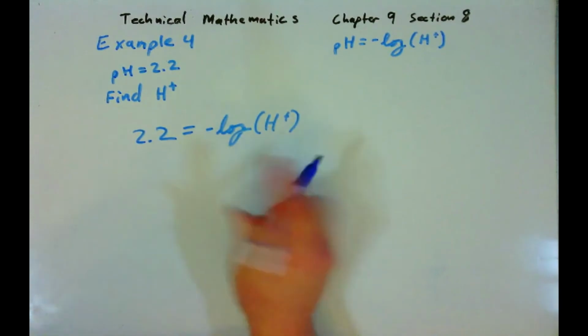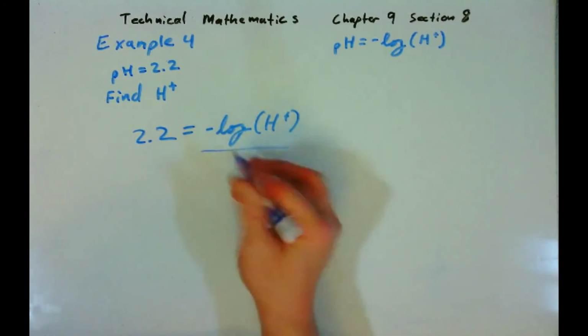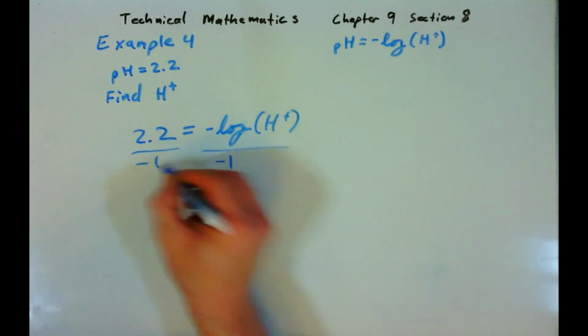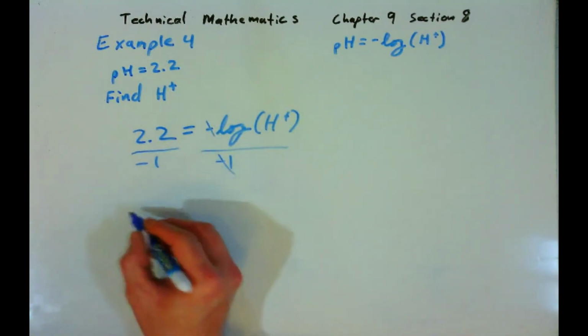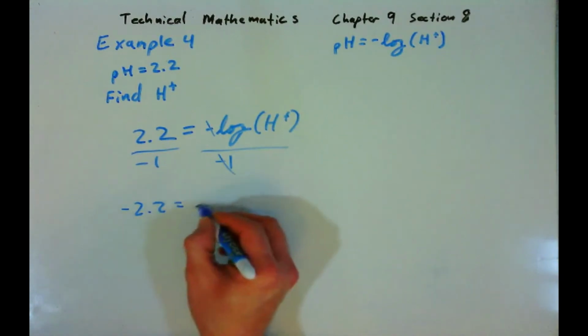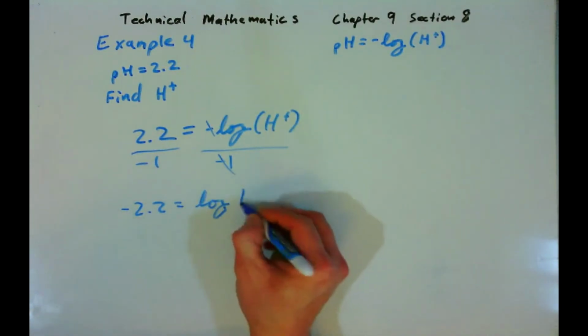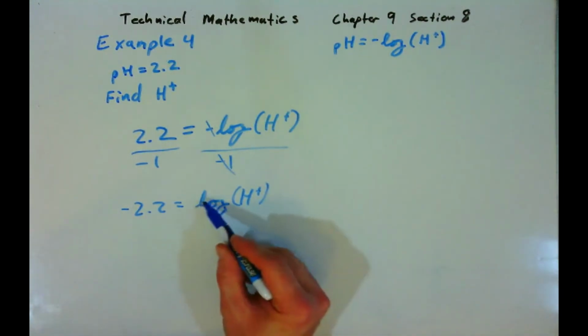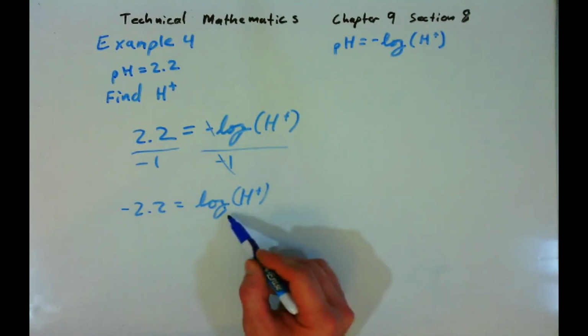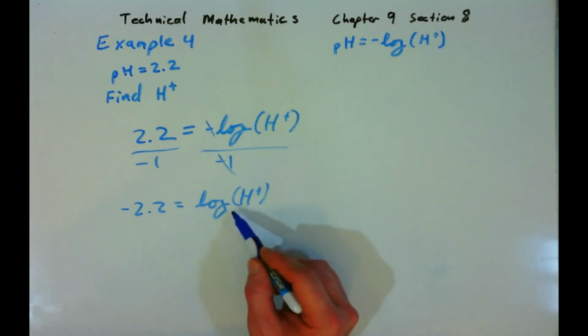First thing I need to do is get rid of the negative. I usually don't like negatives being with my logarithm. I'd rather that be on the other side. And so 2.2 divided by negative 1 is negative 2.2. And this will be equal to a positive log of H+. So again, I want log to be positive if I can. And so log, this is the common log, right? We didn't write a base, so the base is 10.